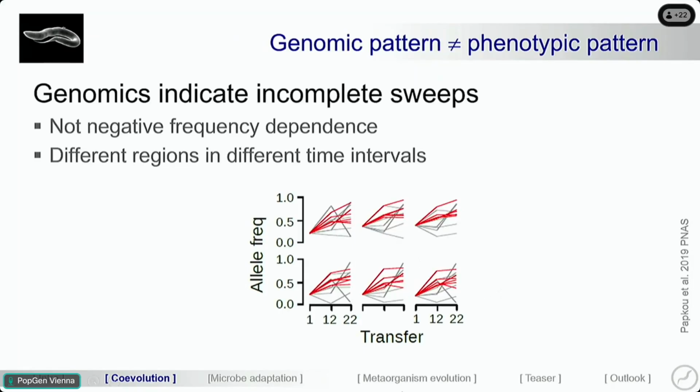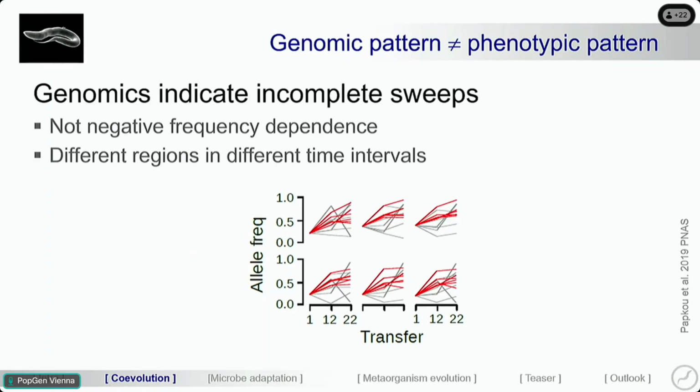So what you see here are a couple of different loci. Here you see the time points, here you see allele frequencies, in gray you see the controls, and in red you see the co-evolved host populations. And they usually go up during the first time period, and then they sort of remain at that frequency. So, and we could not find any locus where we saw a pattern of negative frequency dependent selection. So this suggested to us that we actually have different regions in the genome involved during different time periods.